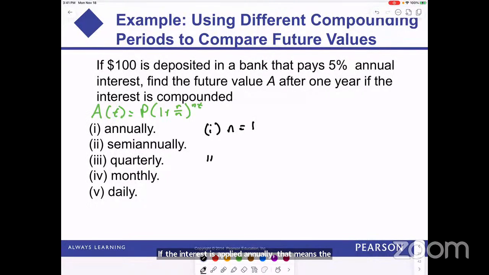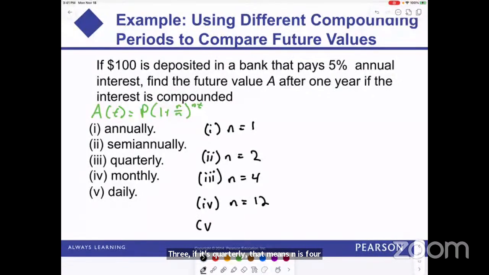For 2, if it's semi-annually, that means the number of times the interest is applied is twice in a year. For 3, if it's quarterly, that means n is 4. For 4, if it's monthly, that means n is 12. And for 5, if it's daily, that means our n is 365.